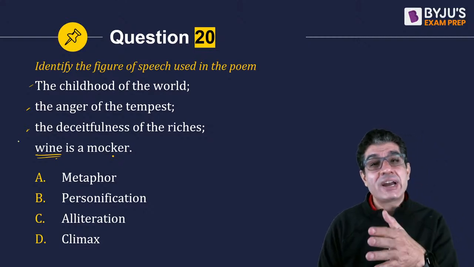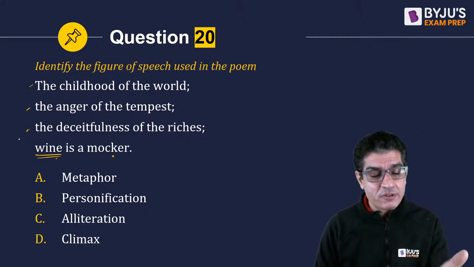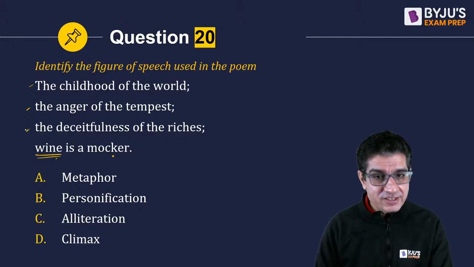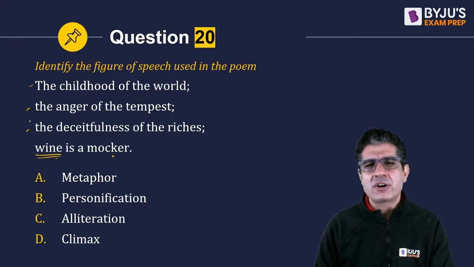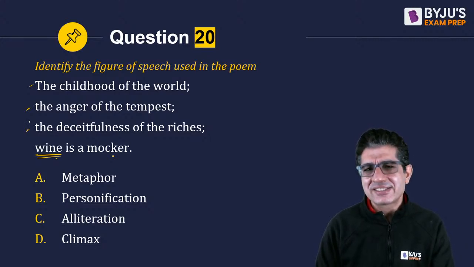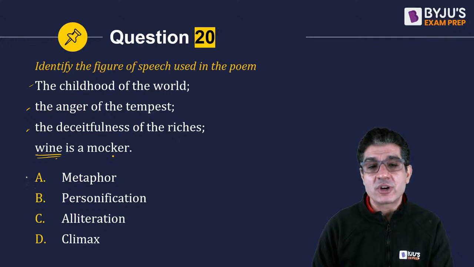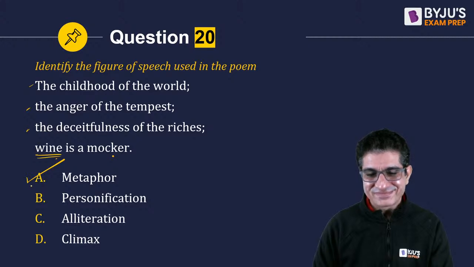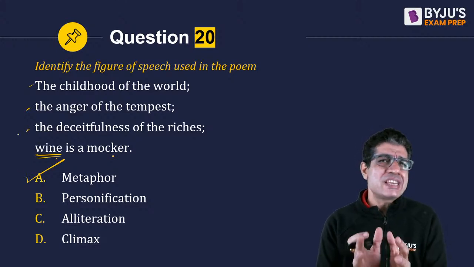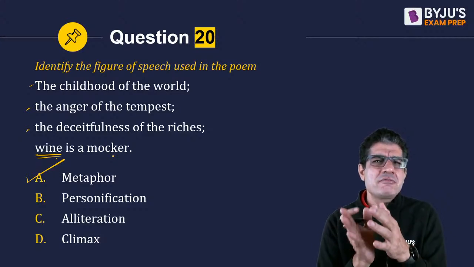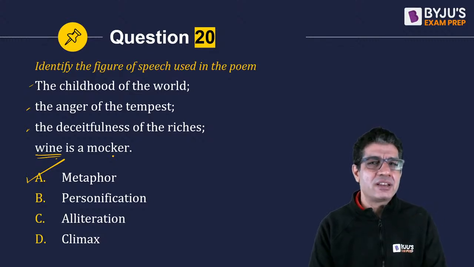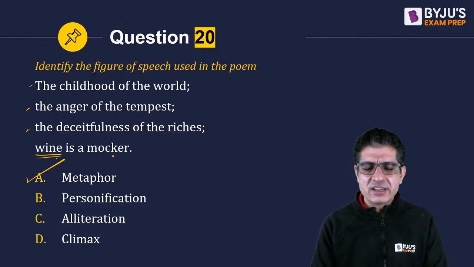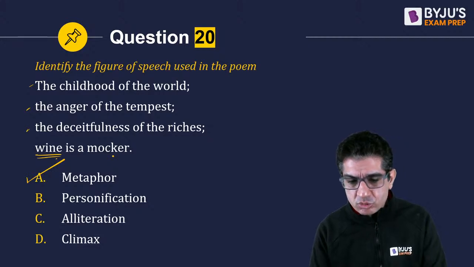So here you notice that wine is being compared to a lot of other things. But in that comparison, we are not using like or as, and therefore the best answer choice should be metaphor. It is not a personification because we're not saying that wine is angry. We're comparing wine to something else. We're not attributing those emotions to wine. It's basically a metaphor.